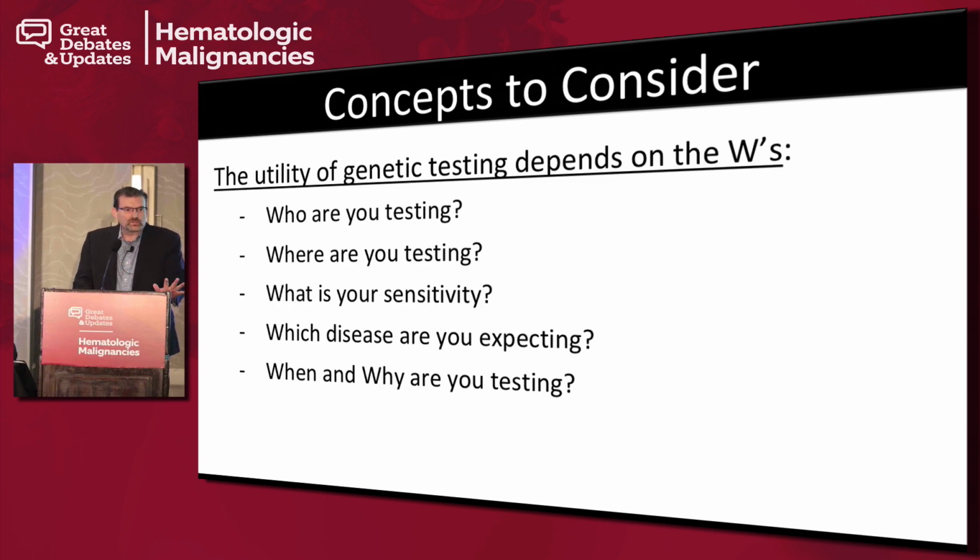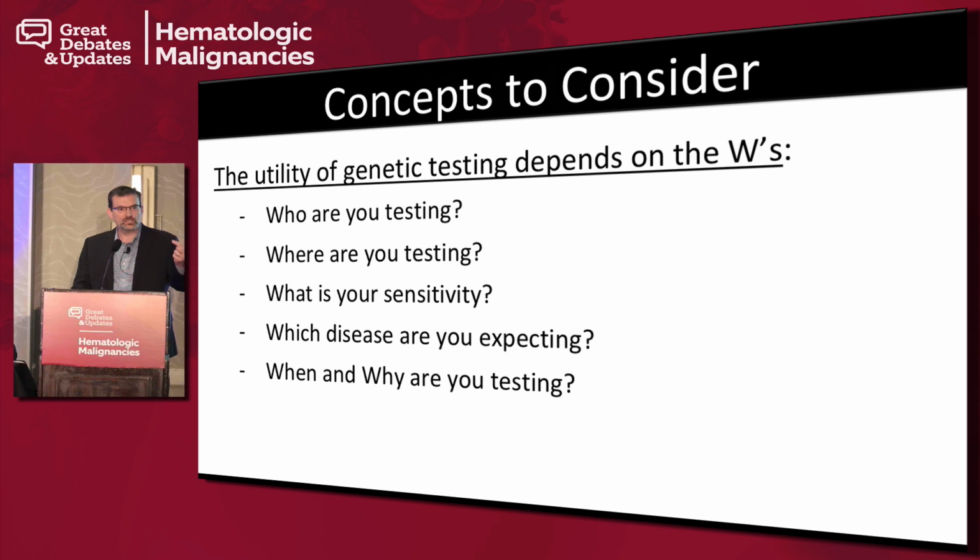So what I mean by the W's of testing is think about who you're testing. It really depends on what your pretest probability is, how you interpret that test. If you do a study on a patient who has got a normal hemoglobin and you get a JAK2 mutation, as I'll show you, that doesn't necessarily mean that a patient has a disease. And think about where you're sending your testing.